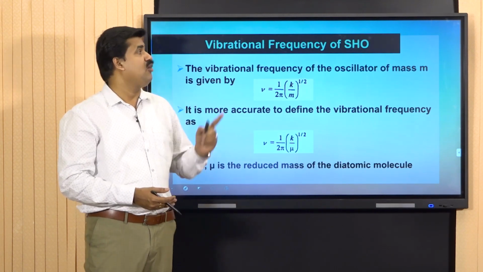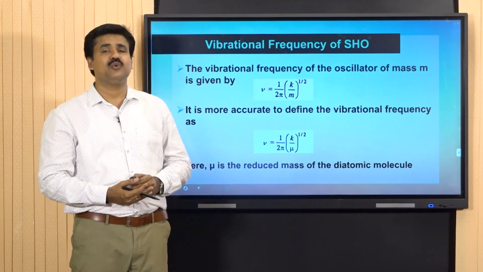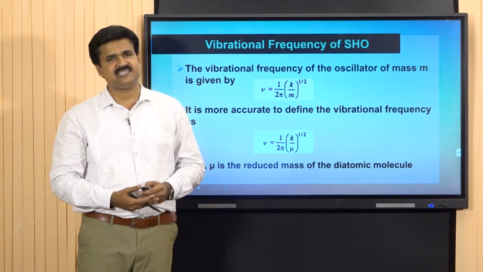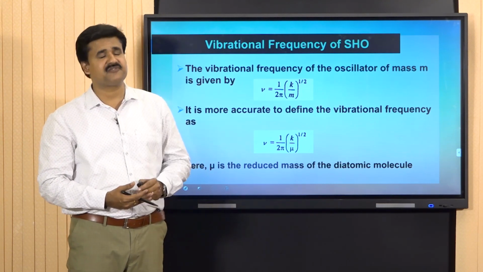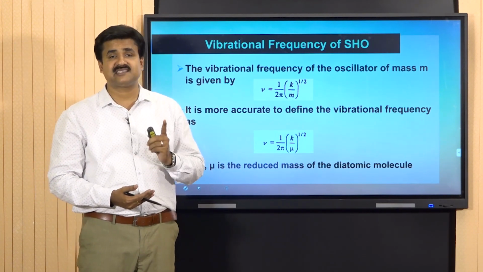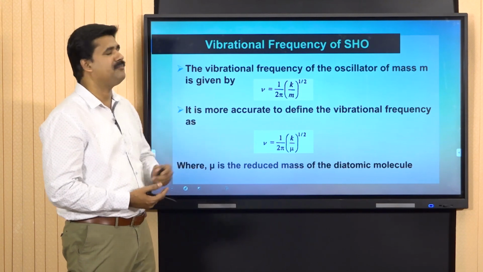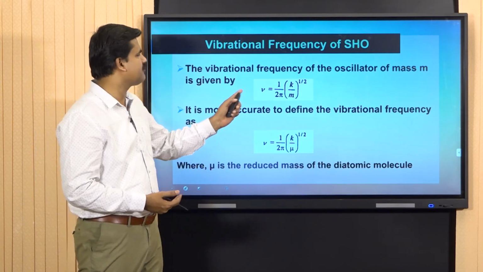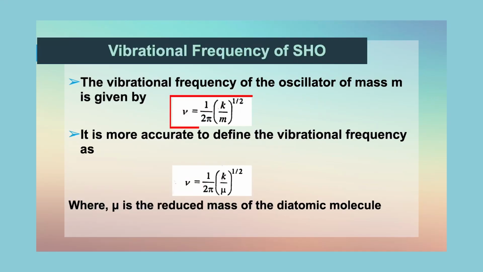Now, the vibrational frequency of the simple harmonic oscillator. The vibrational frequency of a simple harmonic oscillator of mass m is given by the relation vibrational frequency nu is equal to 1 by 2 pi into under root K by m.